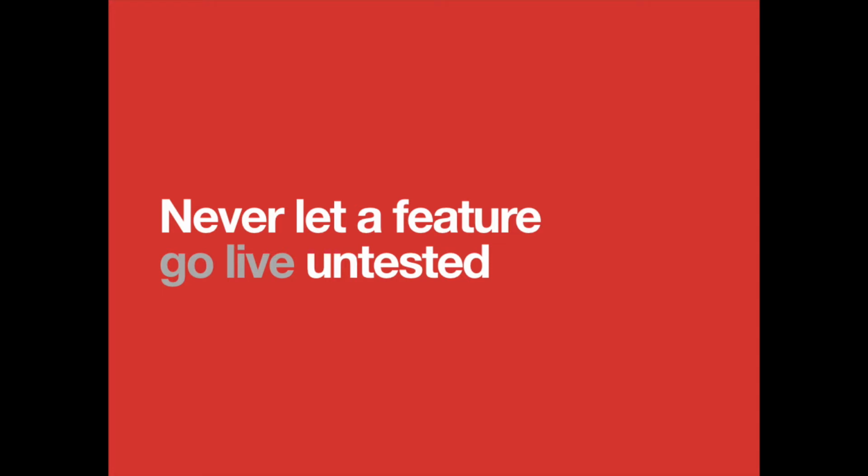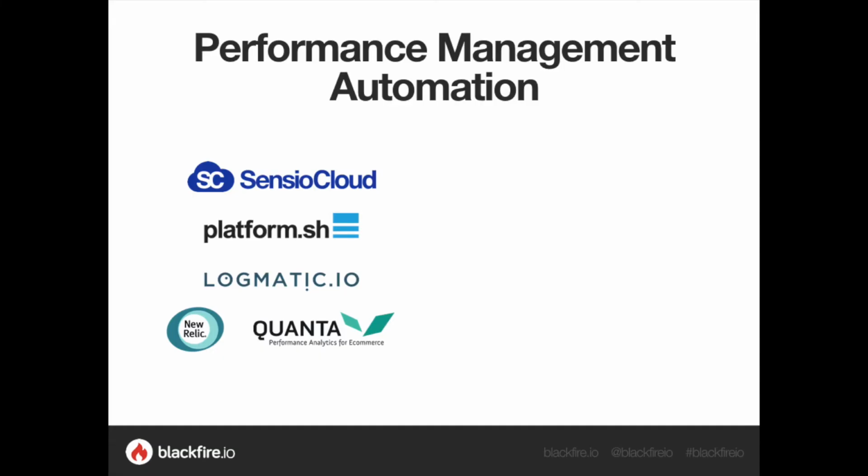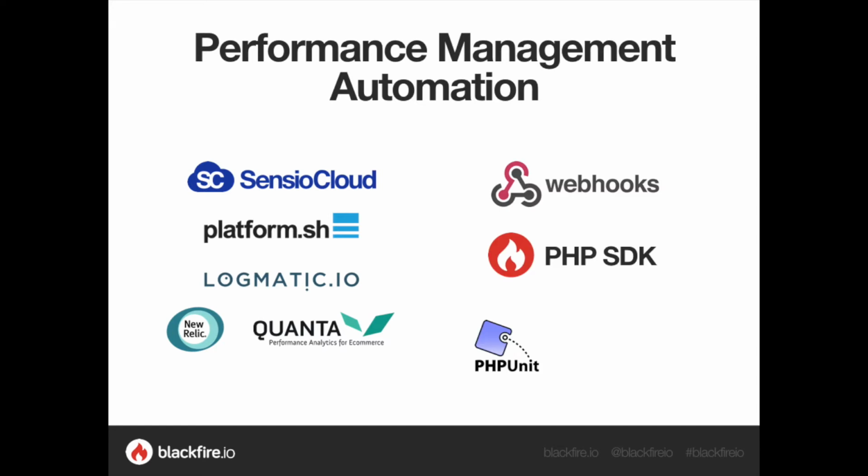Now, of course, testing should be automated as much as possible so that developers can focus on higher value-add activities. Blackfire actually enables you to automate testing in any environment, from development to production. Thanks to Blackfire's very flexible configuration, developers are able to run tests no matter which infrastructure, tooling, or workflows they may have. Builds can be run via native integrations such as SensioCloud, Platform.sh, Logmatic.io, New Relic, and Quanta Monitoring. They can also be run via our webhook, PHPUnit integration, and our PHP SDK.